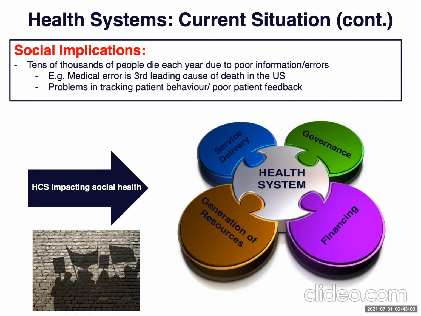Problems in tracking patient behavior, poor patient feedback. We are unable to track the patient's behavior when they are outside the hospital, and then communicate with the patient in a nice way so that we know exactly what he should do, what he shouldn't do, how he should eat, how he should sleep, and so on. So how he should behave in order to avoid chronic diseases and so on.